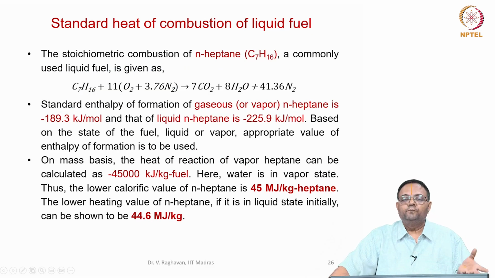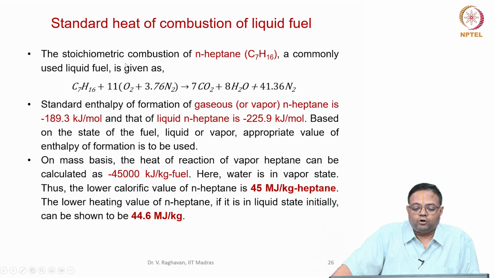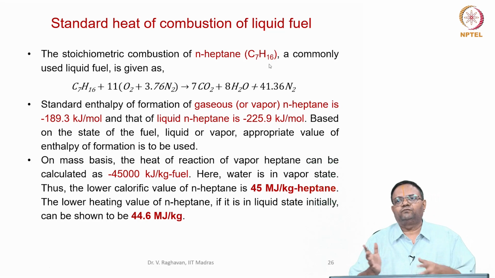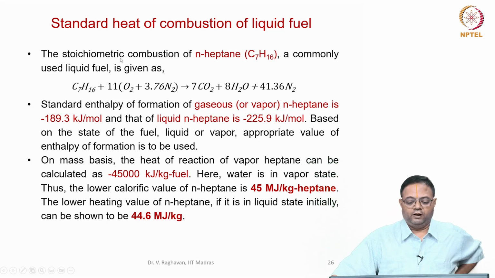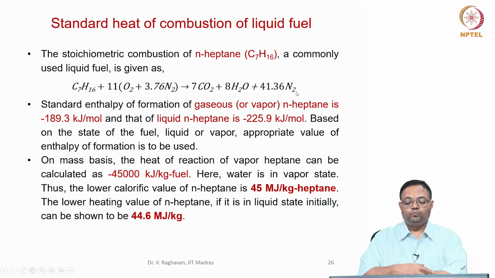Now let us consider a liquid fuel and see how to calculate the standard heat of combustion. The stoichiometric combustion equation for n-heptane, C7H16, is the commonly used liquid fuel. For any lab tests for fires, heptane is used. So, let us take the stoichiometric equation: C7H16 plus 11, that is 7 plus 16 by 4, O2 plus 3.76 N2 gives 7 times CO2, 8 times H2O plus 41.36 times N2.